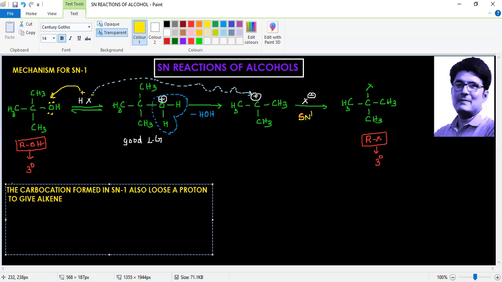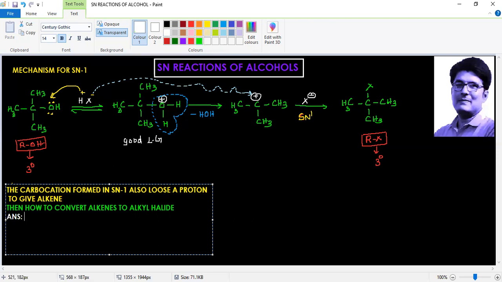Then how do we convert alkenes back into alkyl halides? We need alkyl halides. How do we convert alkenes to alkyl halides? How to convert?